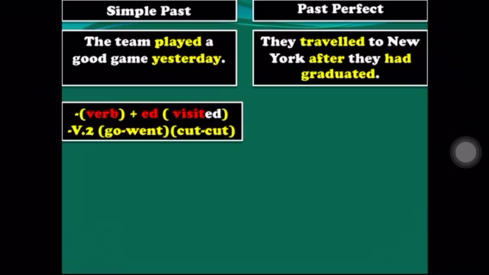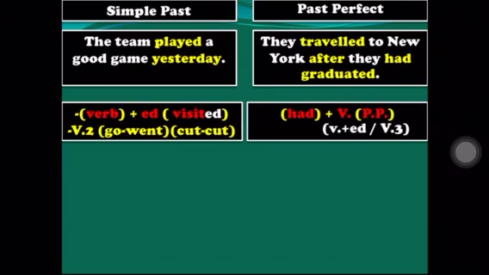Either I use verb plus ed, like visit, visited, watch, watched, play, played, or we use V2, which is verb 2. We change the verb: go, went, buy, bought, write, wrote, or the verb remains as it is: cut, cut, shut, shut, put, and so on.